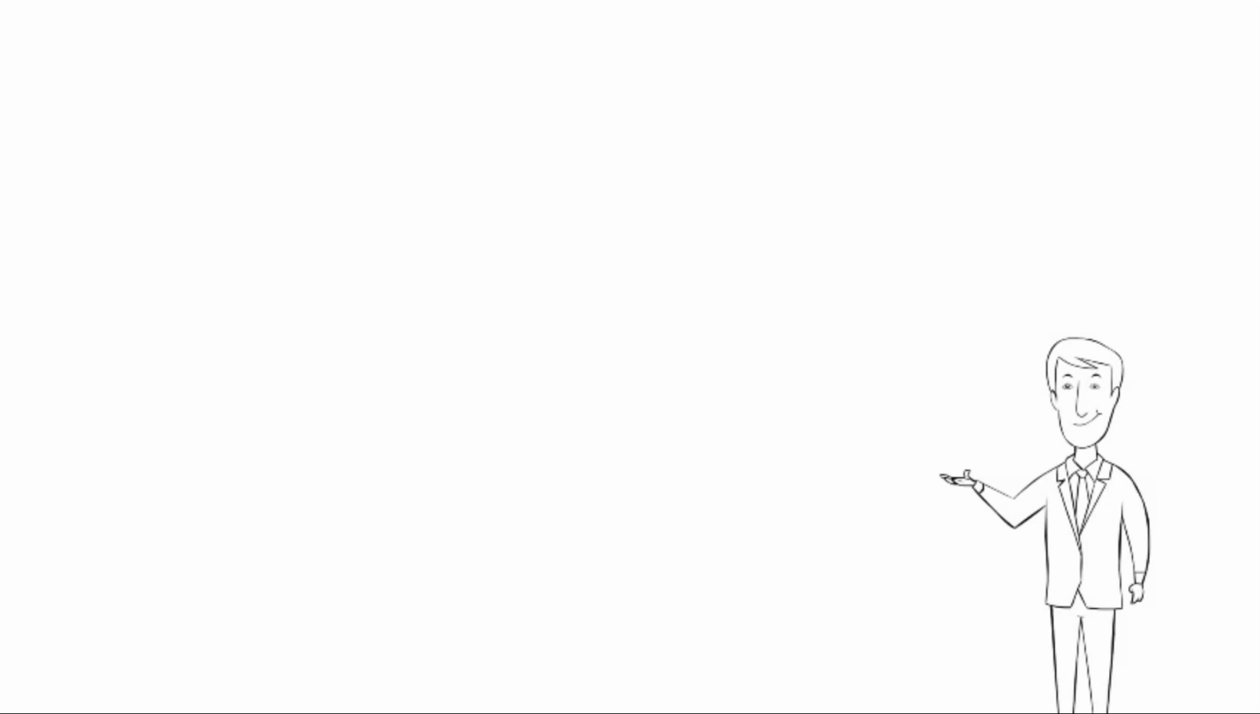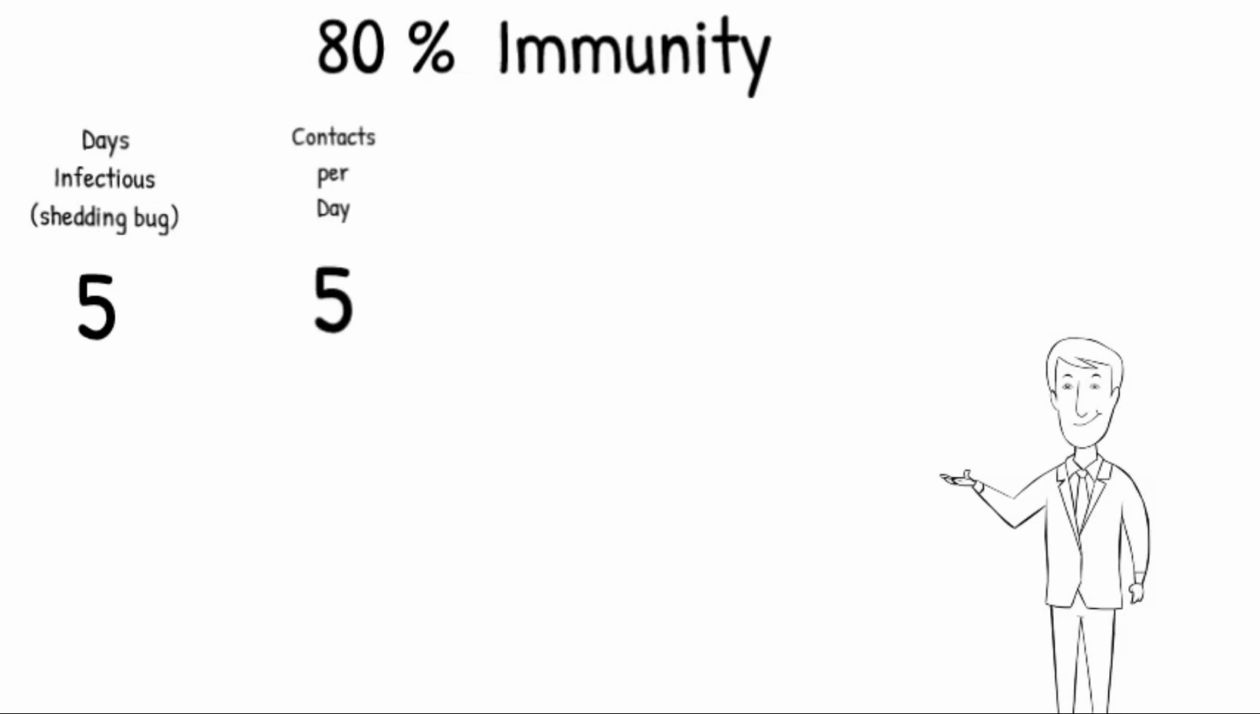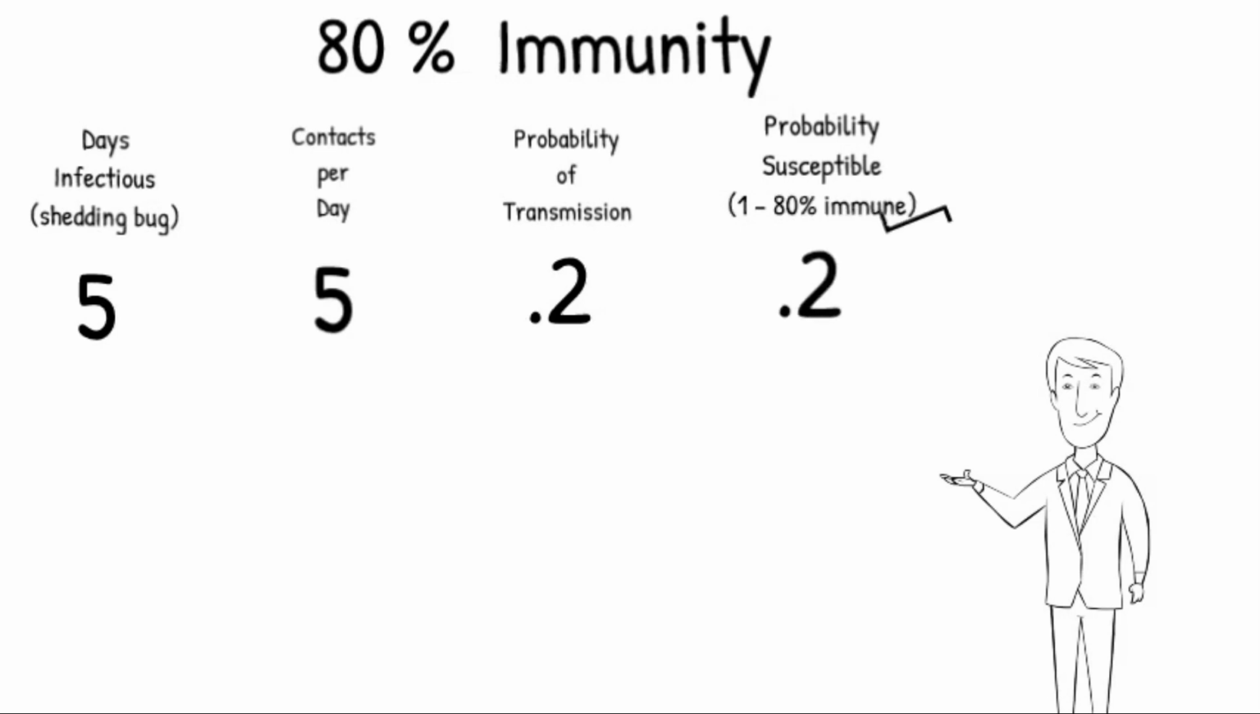So in the previous example, we had a brand new bug appearing in a population to which no one had immunity. What happens if we get that immunity up to 80% through, say, vaccination or a combination of vaccination and immunity among those who were infected but did not die? Let's leave everything else the same, where days you're shedding the virus is still 5 days per infection, and you still make 5 contacts per day that you're infectious, and still a probability of 20% of transmitting the virus per contact.